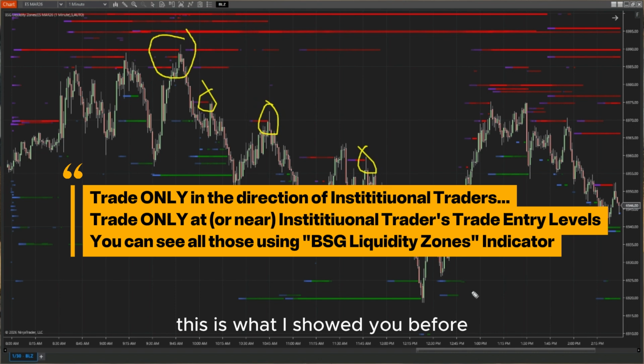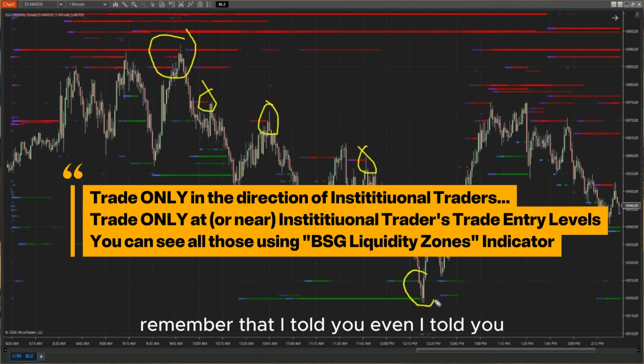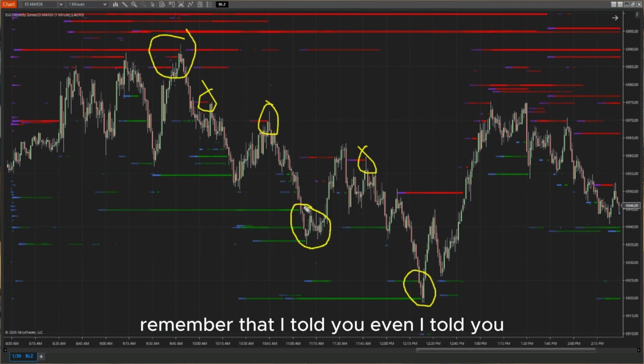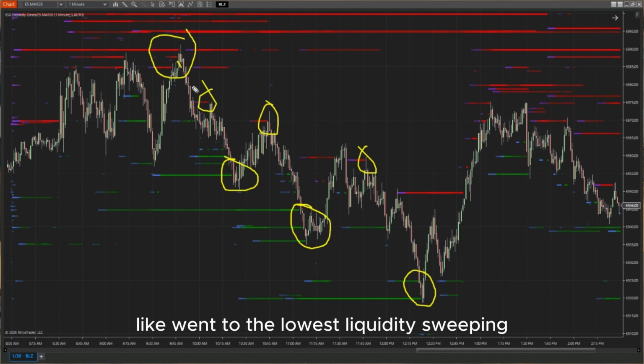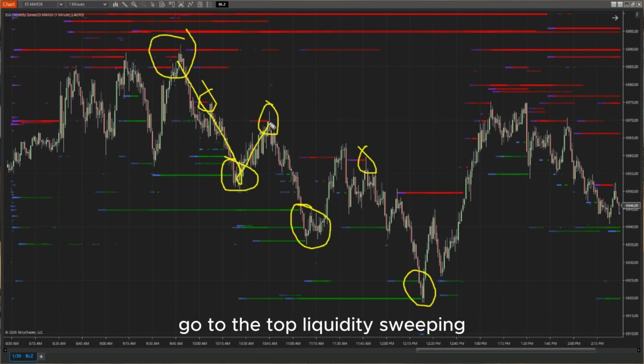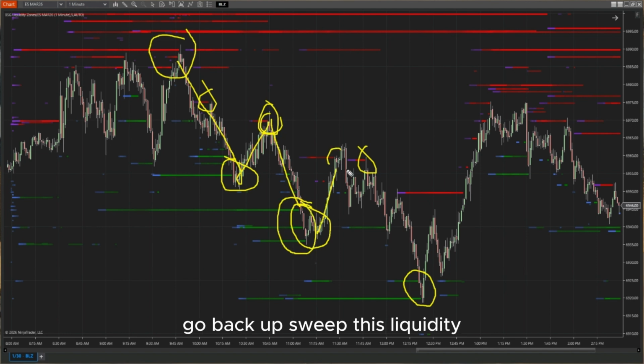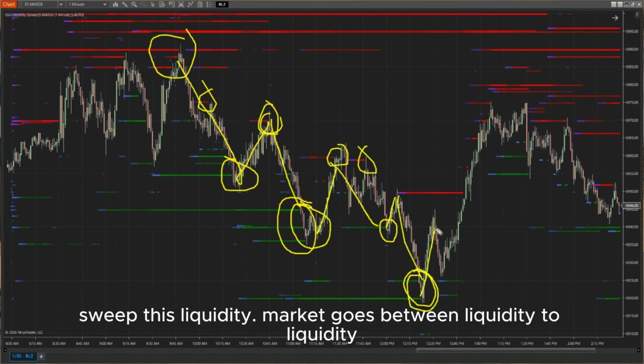This is what I showed you before. Remember that I told you, don't take the opposite side. It went to the lowest liquidity, sweeping, goes to the top liquidity, sweeping, comes there, sweeps this liquidity, goes back up, sweeps this liquidity, comes back down, sweeps this liquidity, goes back up, comes back down, sweeps this liquidity. The market goes between the liquidity.